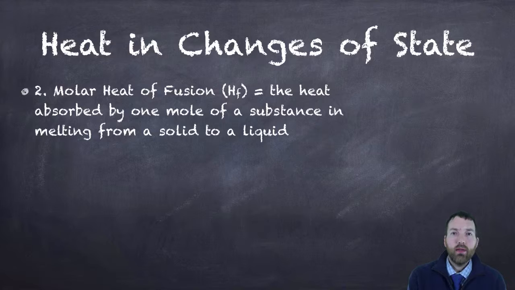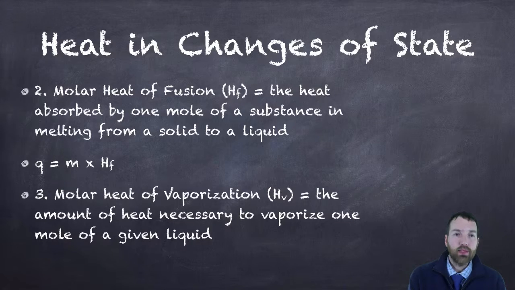So when we're calculating heat during these changes of state, we need to use what's called the molar heat of fusion. This is the heat absorbed by 1 mole of a substance in melting from a solid to a liquid. So the formula we'll use when we're using heat of fusion is Q equals mass times the heat of fusion.